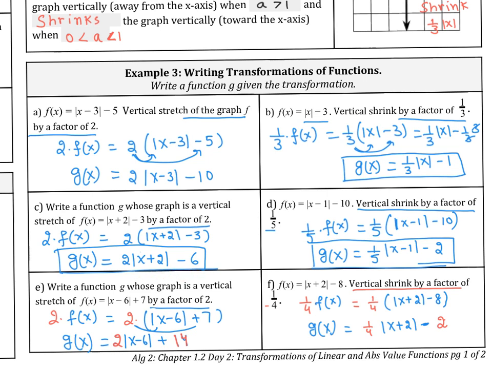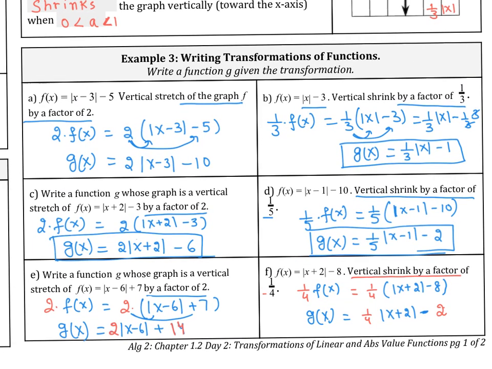For letter D, you're going to find the vertical shrink by the factor of 1 over 5, where f(x) is absolute value x minus 1 minus 10. So you're going to multiply 1 over 5 times f(x). So you're going to distribute the 1 over 5 inside the bracket. So 1 over 5 absolute value x minus 1, 1 over 5 times negative 10. It seems like it's 10 divided by 5, which is negative 2.